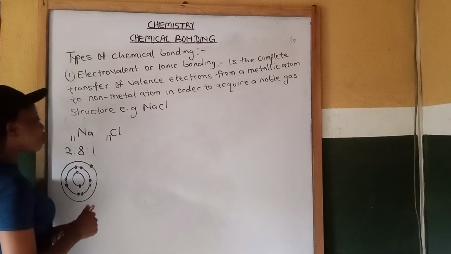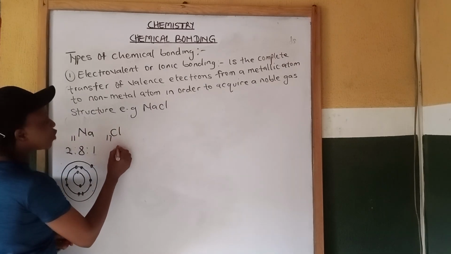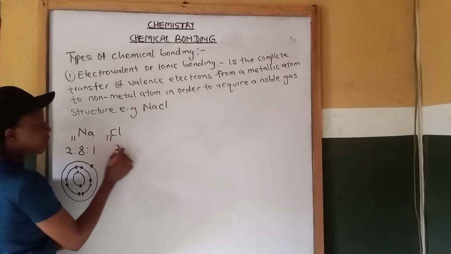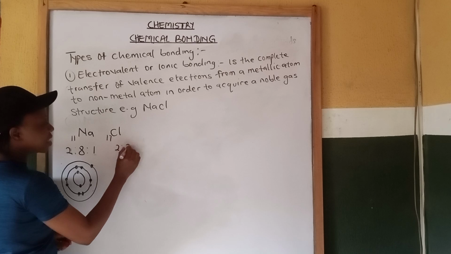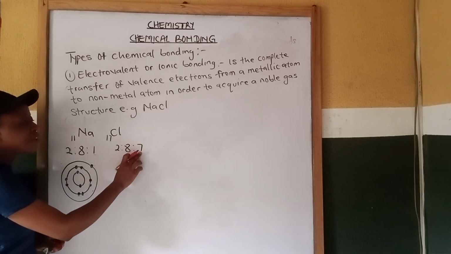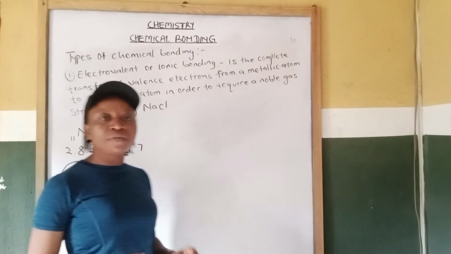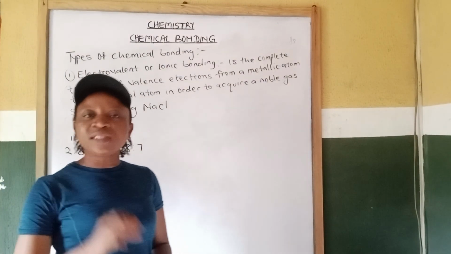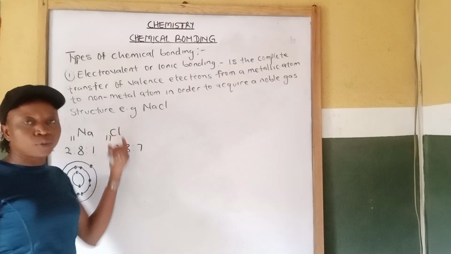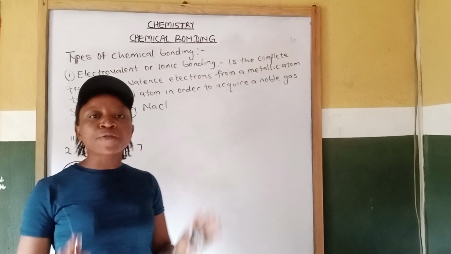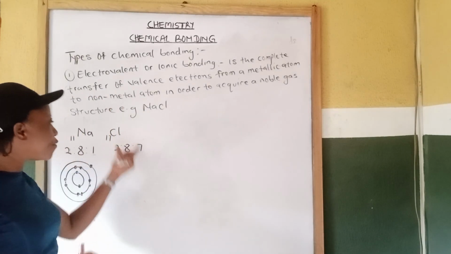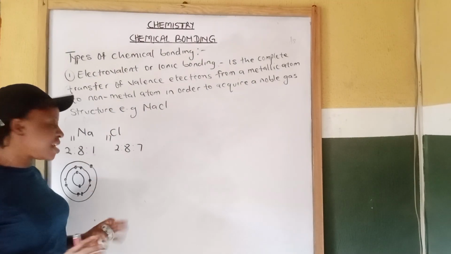Now let's look at chlorine. The electronic configuration of chlorine: the first shell will carry 2 out of 17, then the next one will carry 8, then the last one will carry 7. It has 7 valence electrons. So it is a non-metallic atom, because those elements with 5, 6, and 7 electrons are non-metallic atoms.